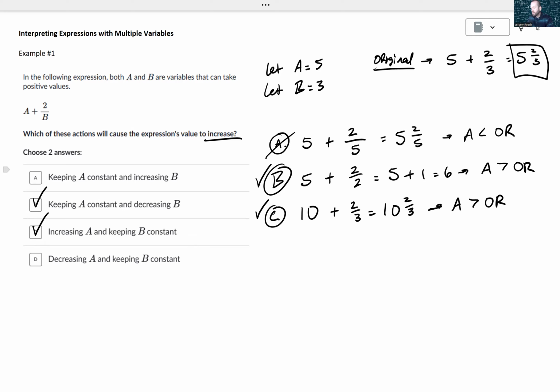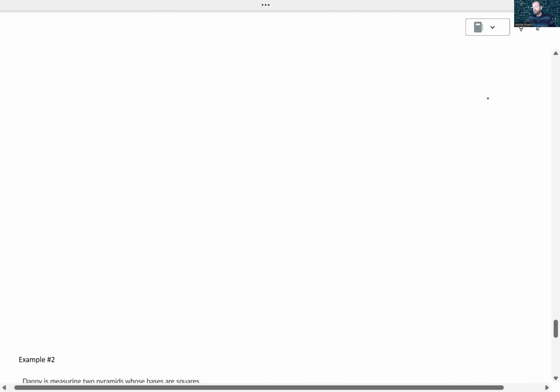And that one's correct. And then finally for D, if we decrease A and keep B constant, now let's let A be 1. I'm just choosing something that's lower than 5, plus keeping B constant, 2 over 3. That's 1 2/3. So that's going to be A is less than our original, and that does not cause it to increase. So B and C are our final answers for this one. Okay, got a couple more to go here.